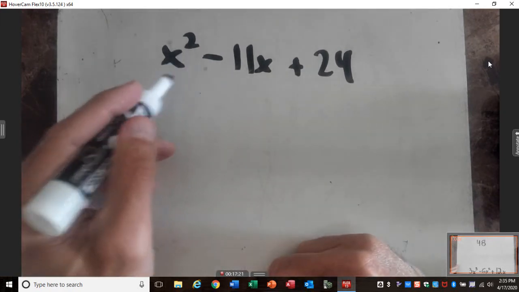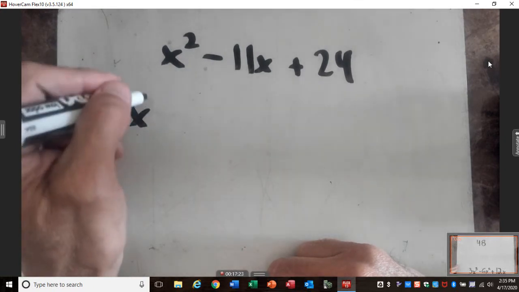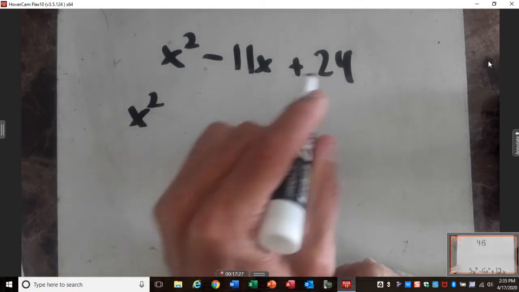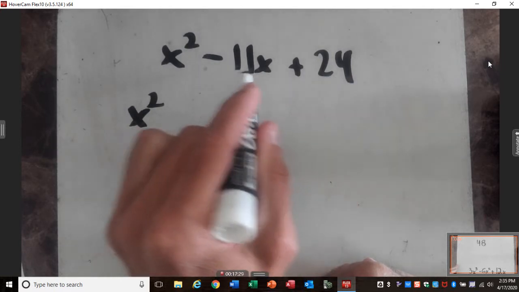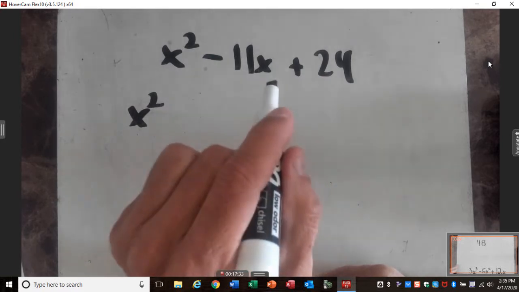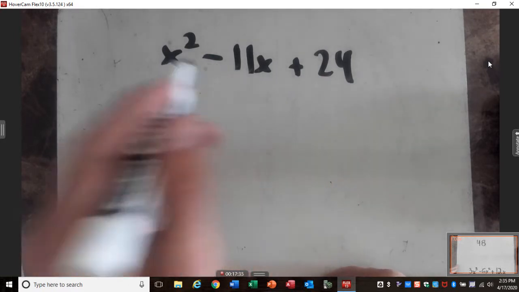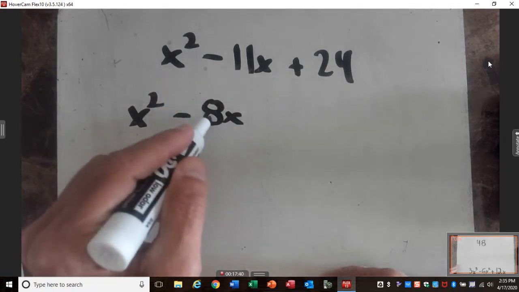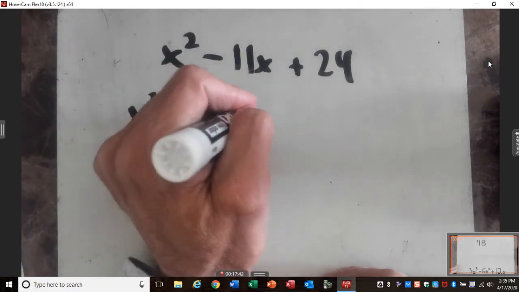All right, it's the same idea. Move the x squared down. Now you want factors of 24, again, that add up to 11. Factors of 24 that add up to 11 are going to be 8 and 3. But here's the difference, though. Because this is now a minus sign, we're going to write negative 8x. I always like to put the larger number first, and then the negative 3x.